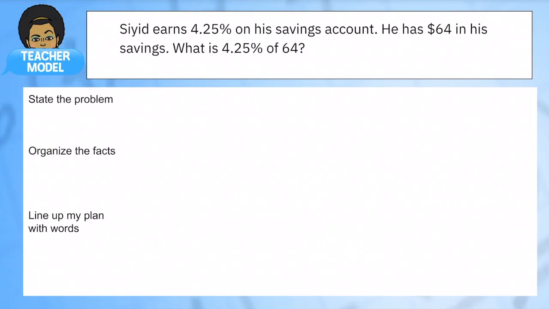Welcome back, Math Marbles. In this lesson, we're going to explore how we can use math to represent percent change problems. In this case, we're going to have a percent increase. Saeed is earning money on an amount he puts into the bank. He earns 4.25% on his savings account.